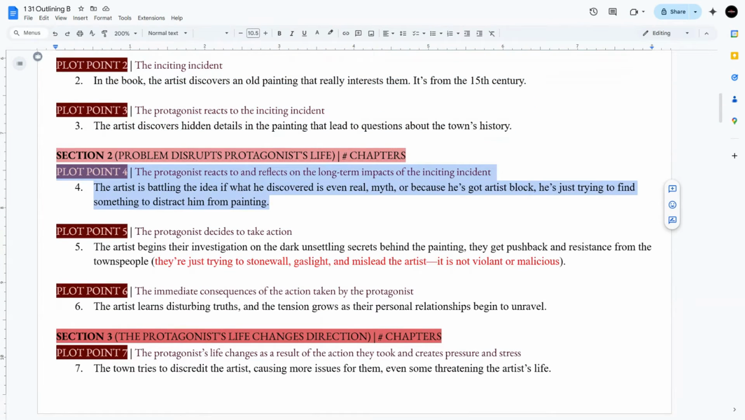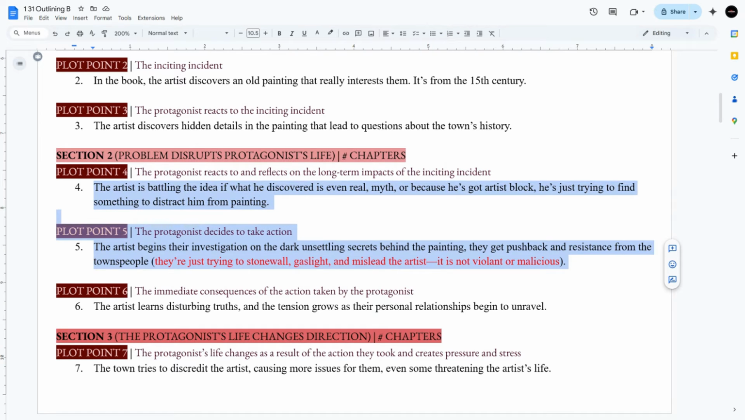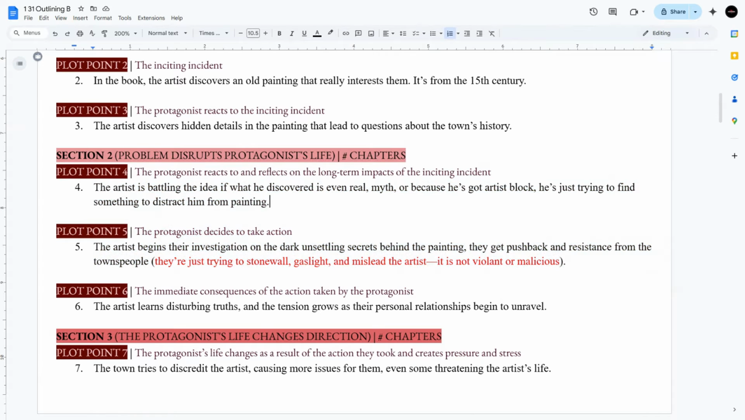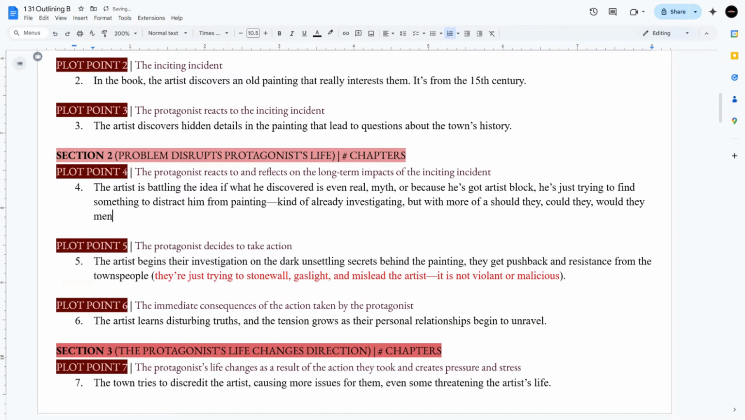This I would make a second chapter because it has to do with investigations, and you could let them do a few investigations. The artist is battling the idea, or I should say this, I would make this a chapter. So the artist is battling the ideas. They want to discover it, but they could be kind of already investigating, but with more of a should they, could they, would they mentality, which will turn into plot point 5.